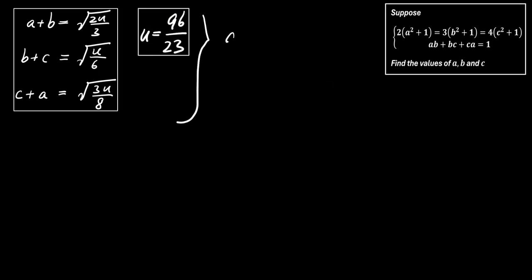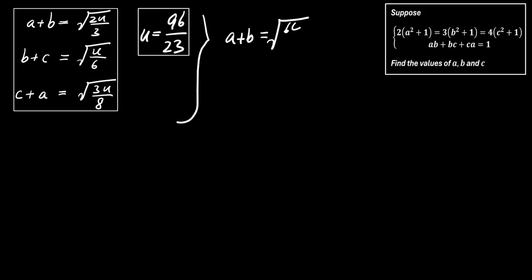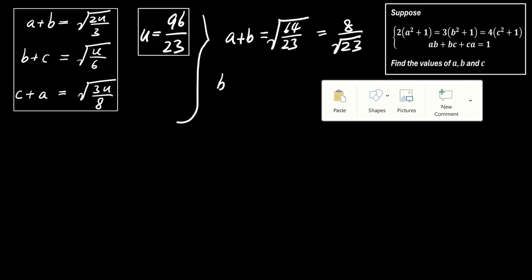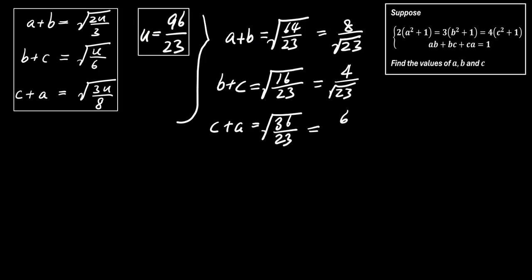Now substitute u equals 96 over 23 into the earlier expressions. a plus b equals 8 over the square root of 23. b plus c equals 4 over the square root of 23. And c plus a equals 6 over the square root of 23.